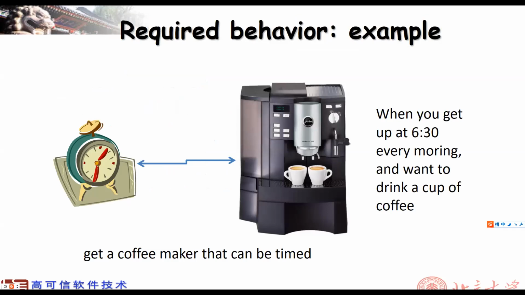The first is required behavior. What does that mean? We can use an example to show you. This is a coffee maker, a coffee machine. For example, when you get up at 6:30 every morning and you want to drink a cup of coffee, you want the coffee ready when you go into the dining room. So how can we do that? The coffee maker can be timed, and at some time it will start working.